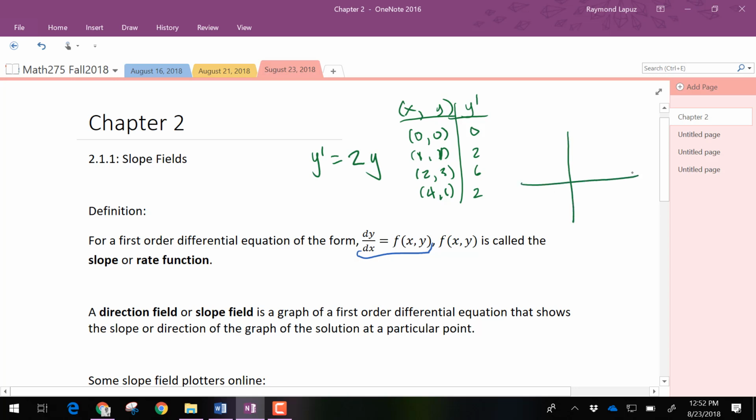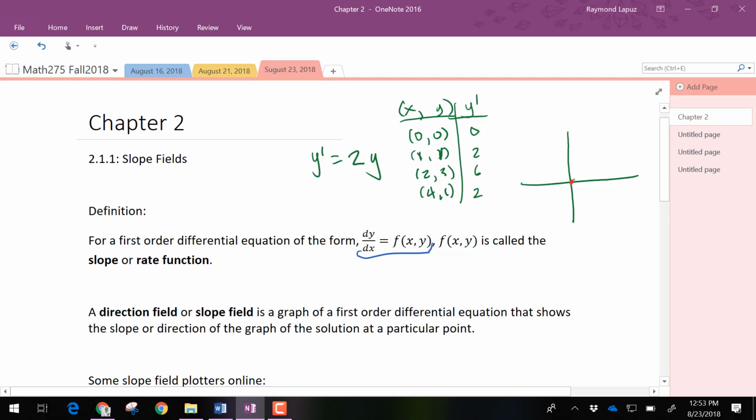Okay, it looks like we're all in the first quadrant. So let's just focus on the first quadrant. The way we're going to graph this is not a traditional way to graph things. We're going to graph it by looking at the point that we have. So let's say 0, 0, we're at this point. And then the slope is 0.